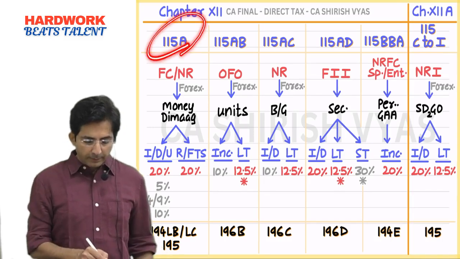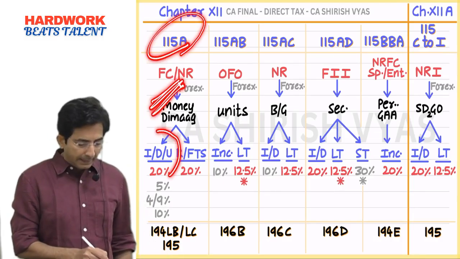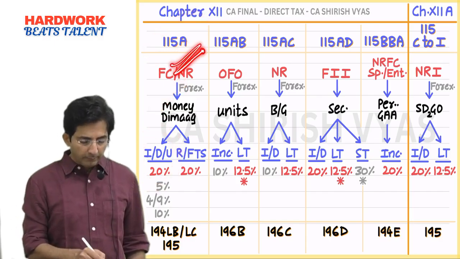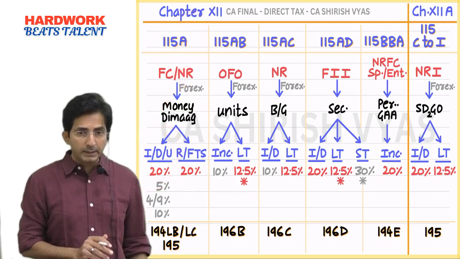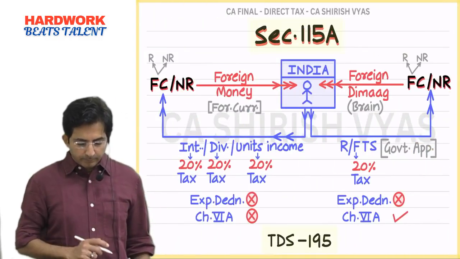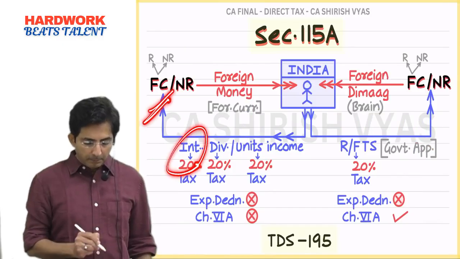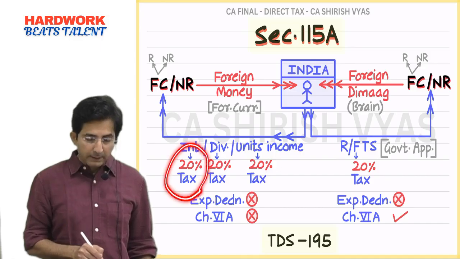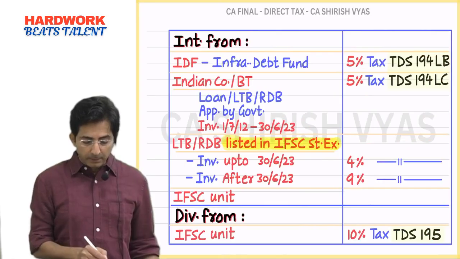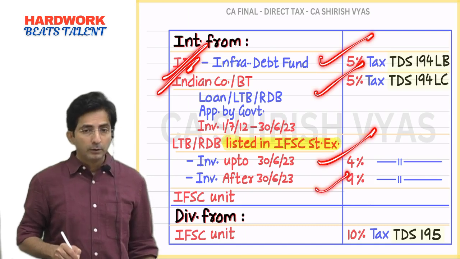Firstly, it is 115A because it is a foreign company, and if you see IDU, in 115A we have special rates for interest, dividend, units and royalty income. So precisely it fits where? It is interest income. But interest income is generally taxable at 20%, but sometimes it is taxable at 5% also, 4% also, 9% also. So how to figure out?